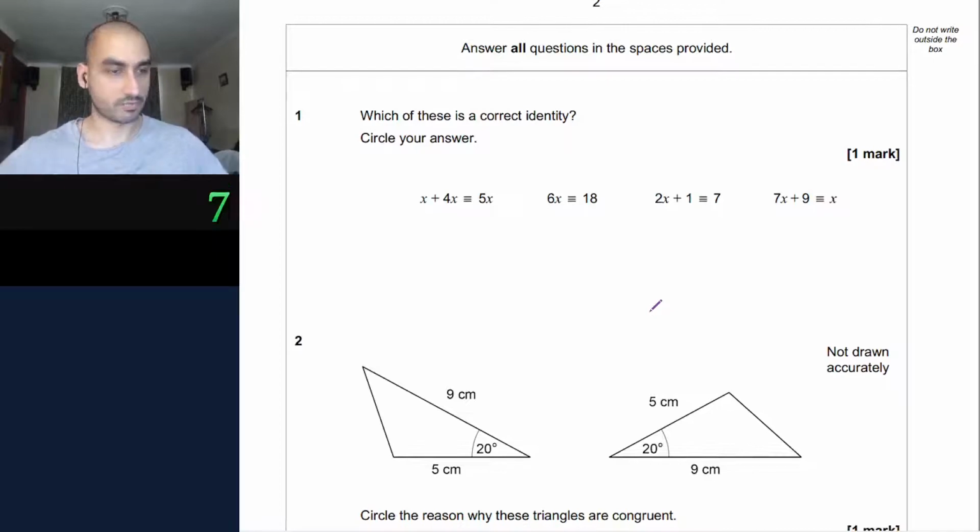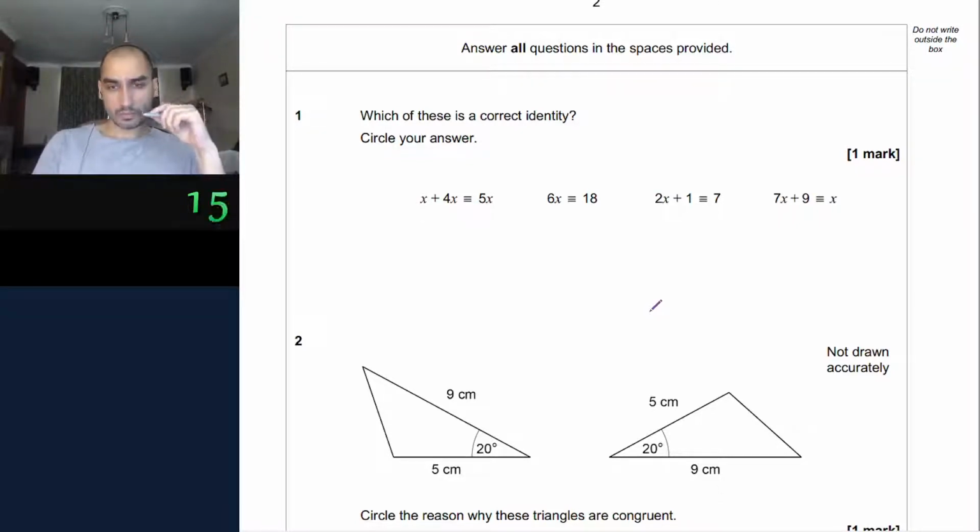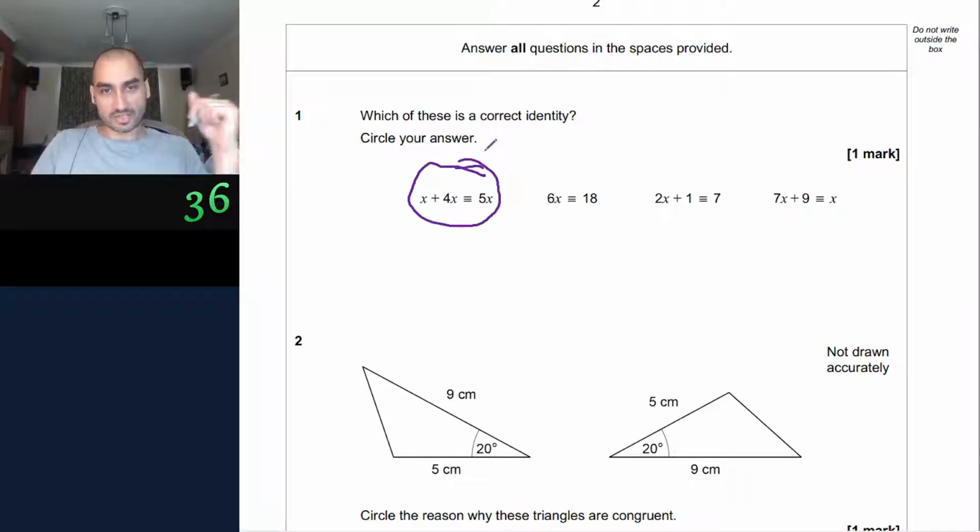Answer all questions in the spaces provided. Which of these is a correct identity? Circle your answer. What am I looking at? Okay, left one. I mean, they're using a 3-lined equals. I don't know what they mean by that, but it is actually equal. 5x equals 5x, so... What weird question.